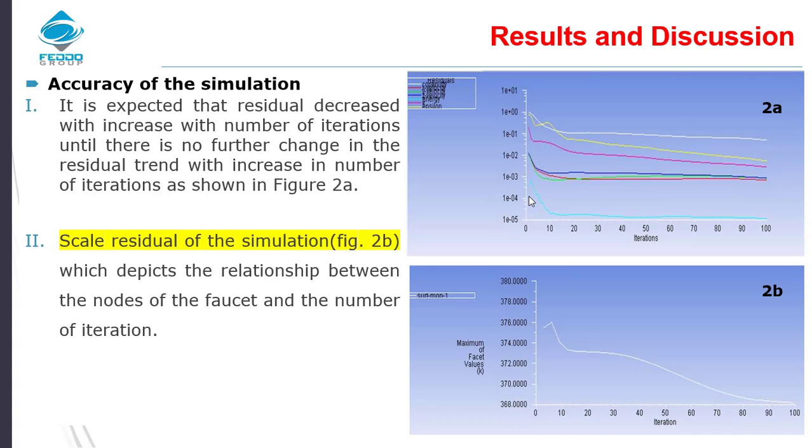Also, from our result, we have the accuracy of the simulation, and the second one, which is the scaled residual of the simulation. Here it is expected that the residual decreases with the number of iterations until there is no further change in the residual trend, and that's what I depicted in the first image we have here. Like I said earlier, convergence is hugely dependent on two factors: consistency and stability. These must occur. And I made mention of the residual, and that's what I have here in the image named 2A.